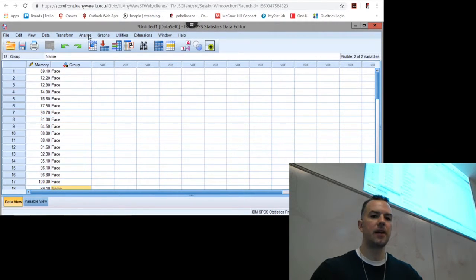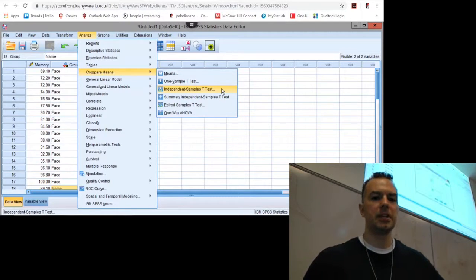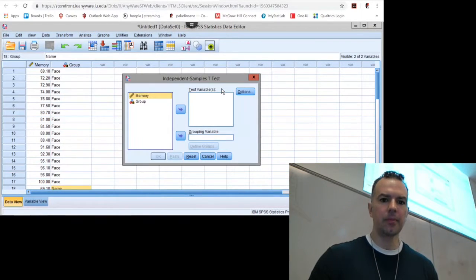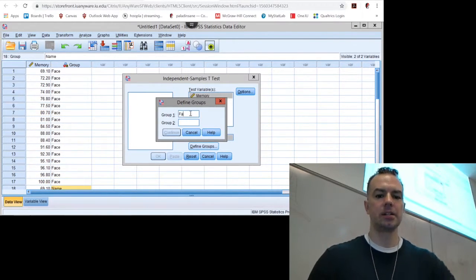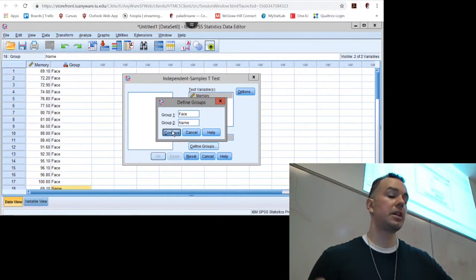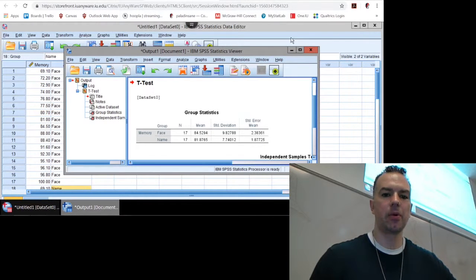So we go to Analyze, Compare Means. We decided we're doing an independent means t-test, so we go here to Independent Samples t-test. We have our test variable, memory, here, and we have our grouping variable. We're going to define the groups. The first group, let's call that face. Second group, we'll label it as name. Remember, make sure that the capitals are correct as well. Then we hit OK, and we get our output.